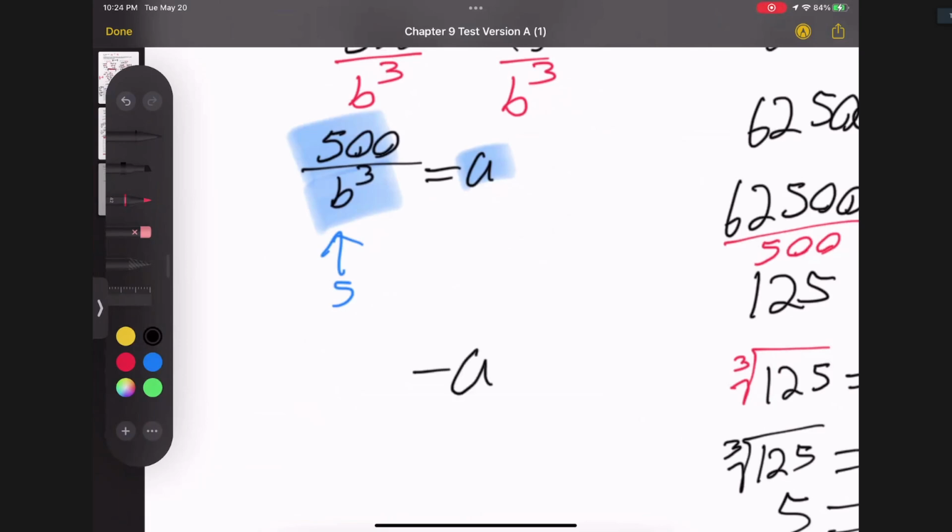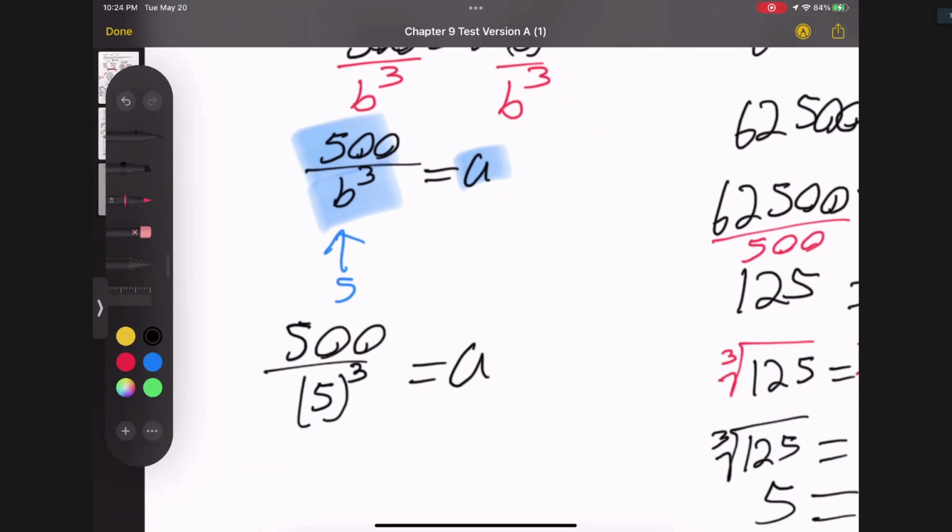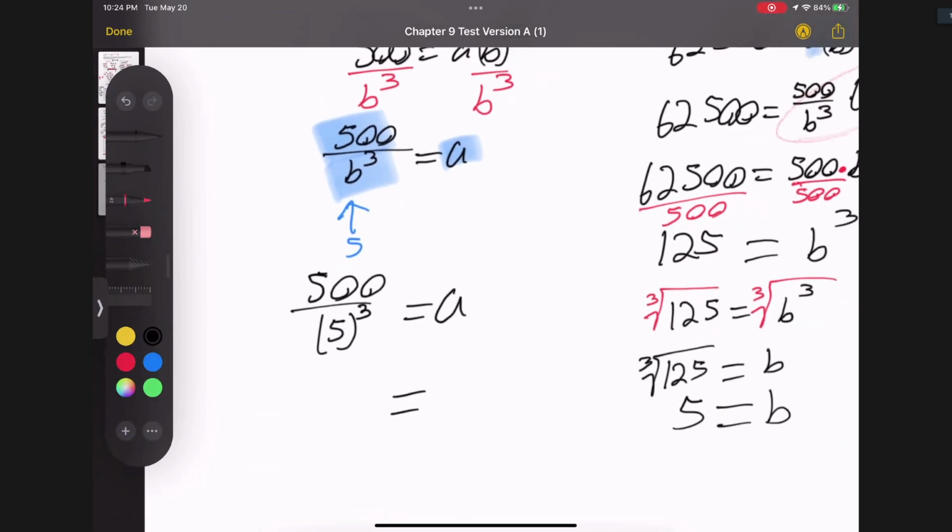So a is equal to 500 over b to the power of 3. That is saying 500 over 5 to the power of 3. I can do this part right here. What is 5 to the power of 3? That is actually 125. And then we do 500 divided by 125. That will give you a nice number of 4.